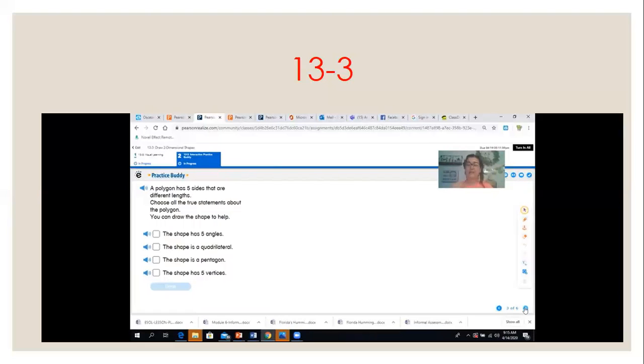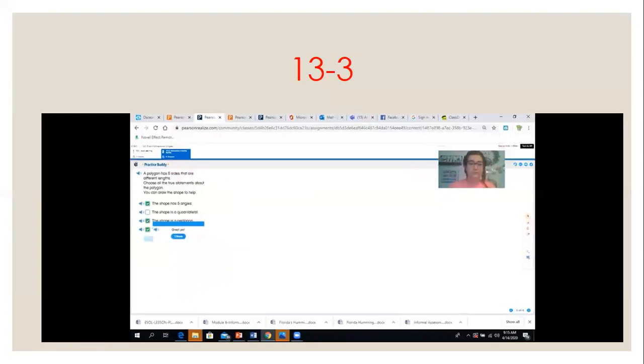A polygon has 5 sides that are different lengths. Select all the true statements, that means more than one, you can choose. If it has 5 sides, it has to have 5 angles. So that is true. Can it be a quadrilateral? No. Quadrilateral has 4. Is the shape a pentagon? Yes, because a pentagon can have 5 sides, 5 angles, and 5 vertices. So if it has 5 sides, can it have 5 vertices? Yes, it can. So the correct answers are: the shape has 5 angles, the shape is a pentagon, the shape has 5 vertices. Do not click the shape is a quadrilateral. Okay, next question. Question number 4.